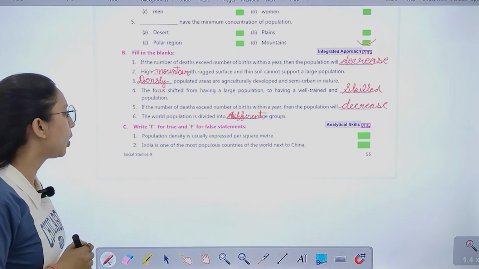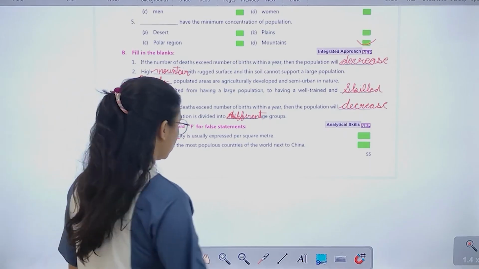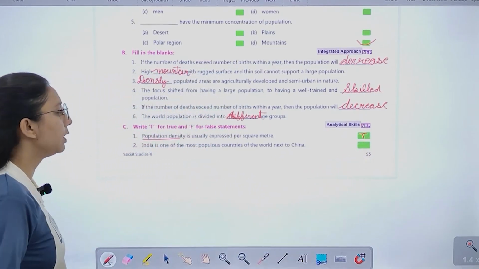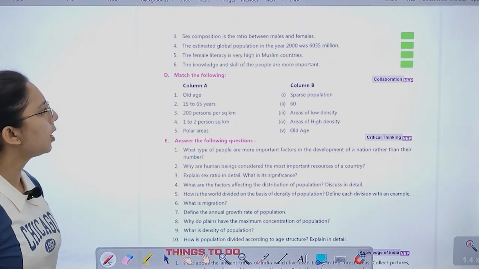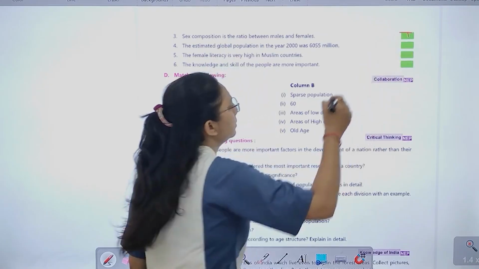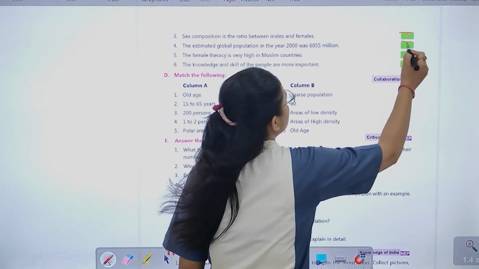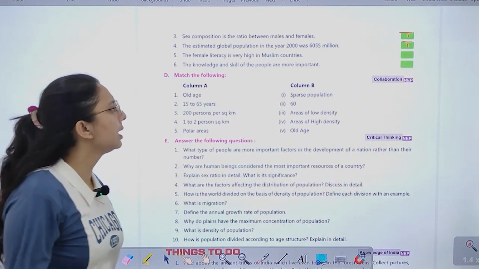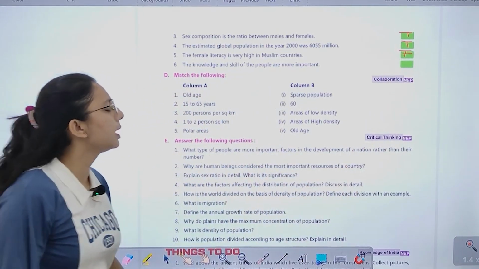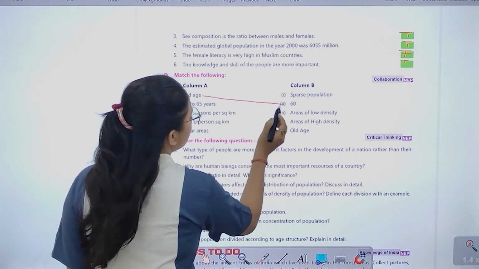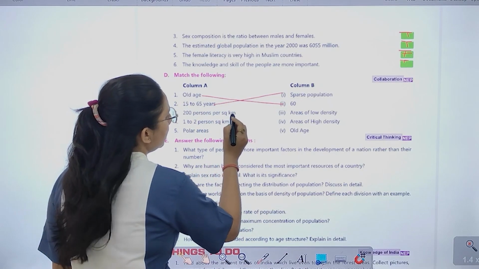Right, T for true and F for false. Population density is usually expressed per square kilometer. It's true. India is one of the most populous country next to China. It's true. Sex composition is the ratio between males and females. It's true. Estimated global population in the year 2000 was 6055. The female literacy is very high in Muslim community. False. The knowledge and skill of the people are important. It's true. Old age हो गया 60 to 50 to 65 sparse population. 200 high density.